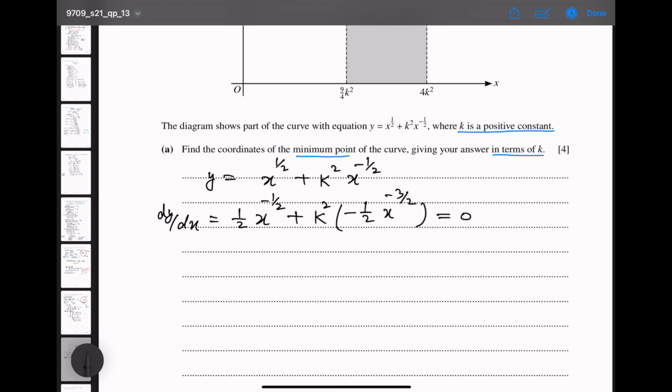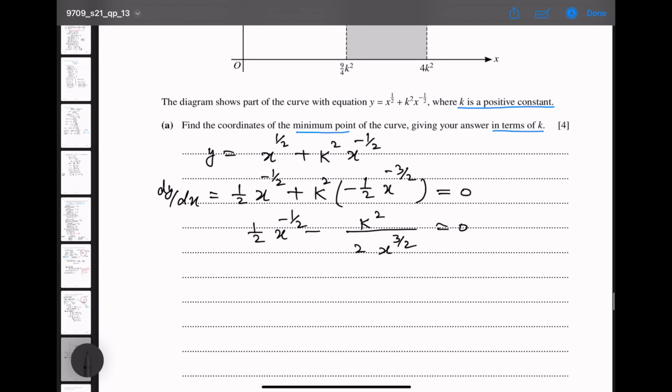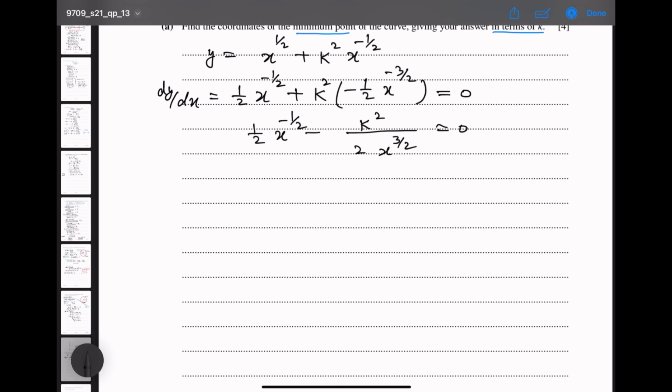Now this becomes 1 over 2 x power negative 1 over 2 minus k square over 2 x power 3 over 2 is equal to 0. Now, on the left hand side, we can write it as 1 over 2 x power 1 over 2 is equal to k square over 2 x power 3 over 2.